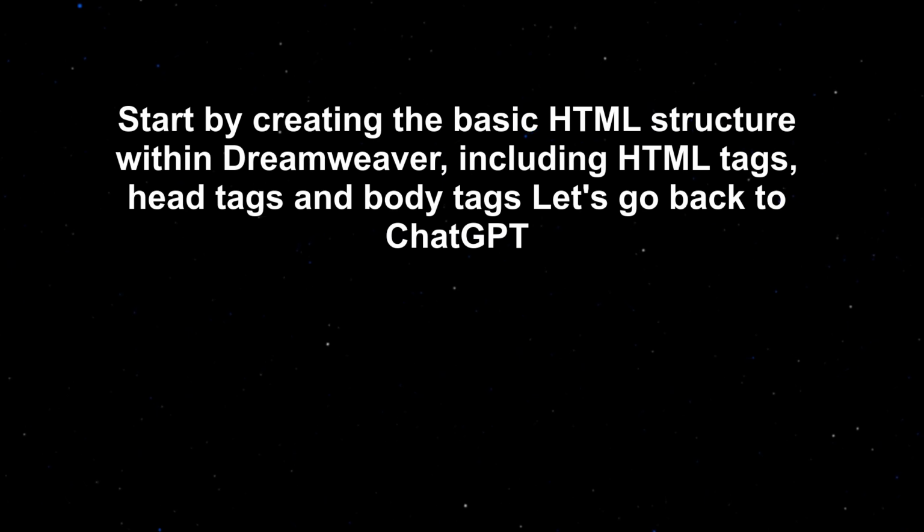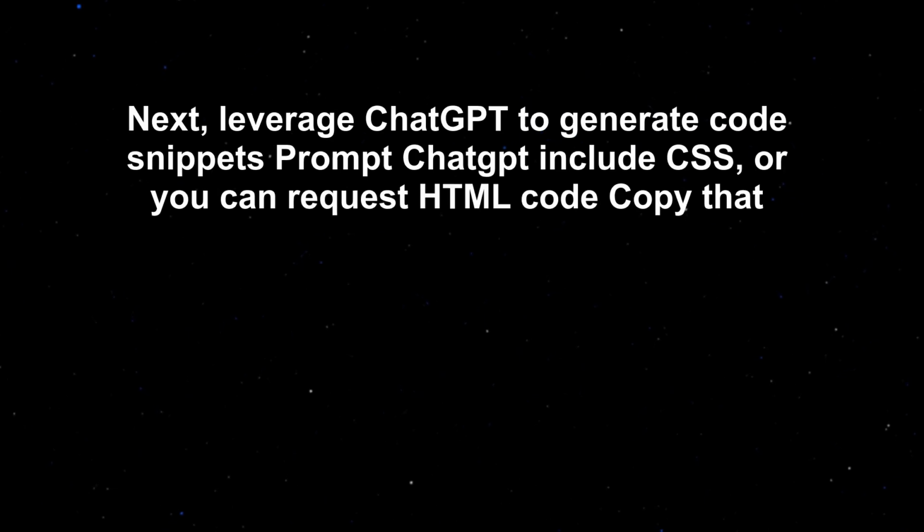Let's go back to ChatGPT. Next, leverage ChatGPT to generate code snippets. Prompt ChatGPT to include CSS, or you can request HTML code. Copy that. Paste the CSS and HTML code.